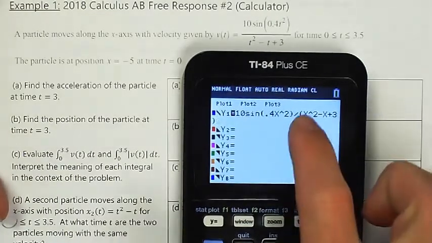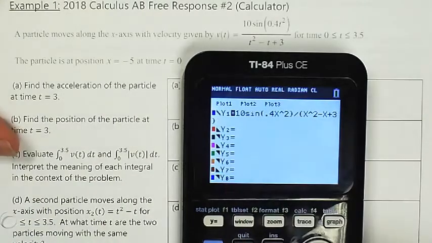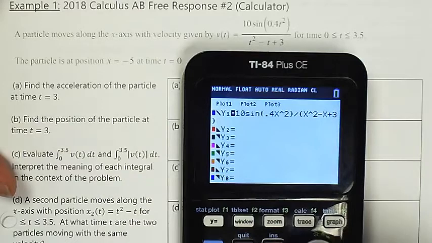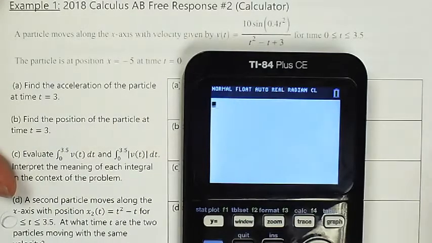If you don't use the fraction bar, be sure to use parentheses around the denominator of the fraction, else you're going to get something completely different. All right, and that's my velocity. I've put that into y1.